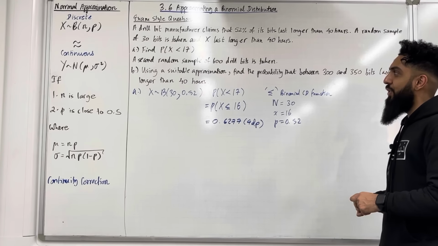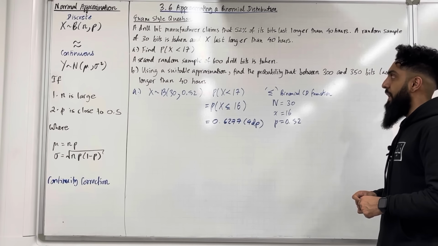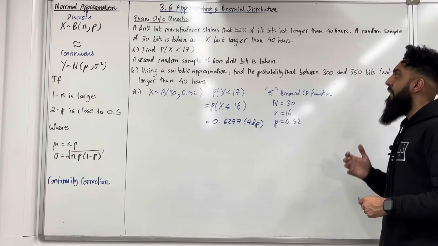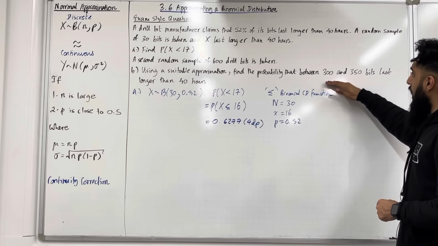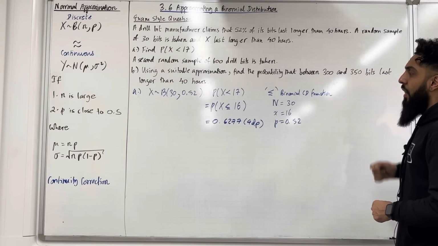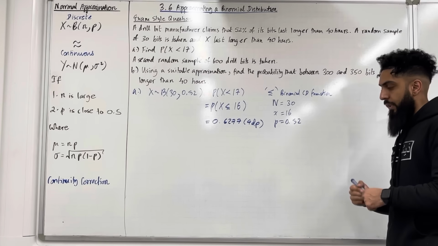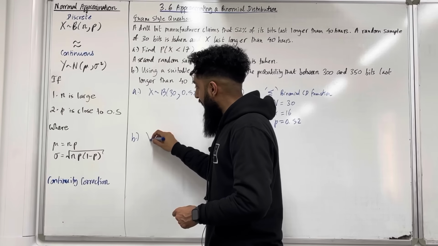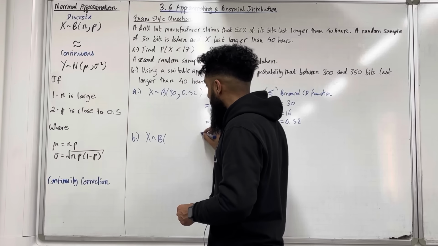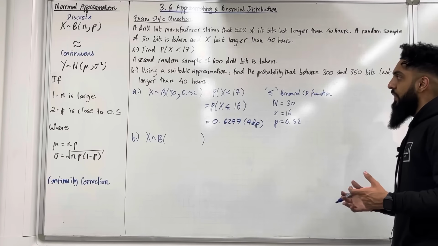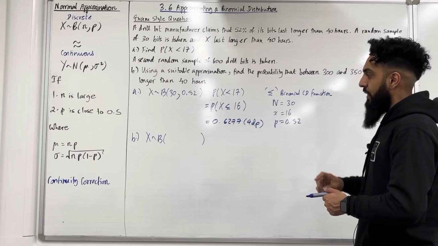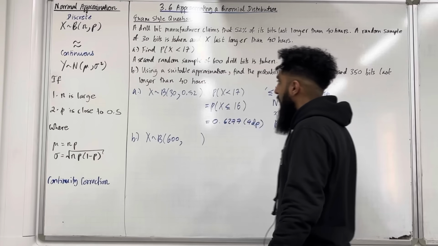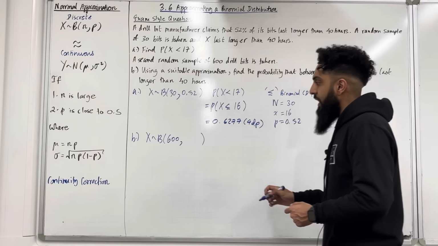A second random sample of 600 drill bits is taken. Part B: using a suitable approximation, find the probability that between 300 and 350 bits last longer than 40 hours. Okay, so let's have a look at part B. This time if we take X, it does follow a binomial distribution, but the sample size changes. It goes from 30 bits to 600 bits. So we've got 600. Our fixed probability P remains the same, it is 0.52.